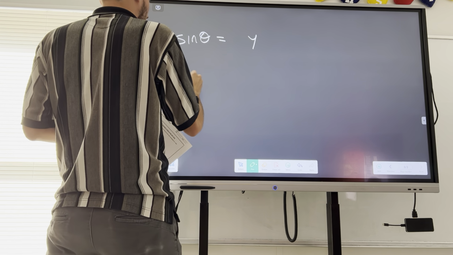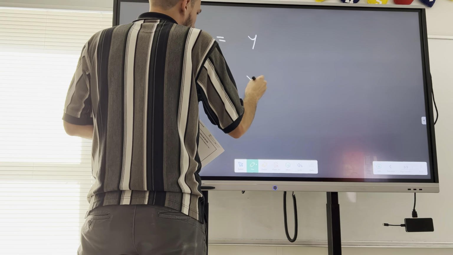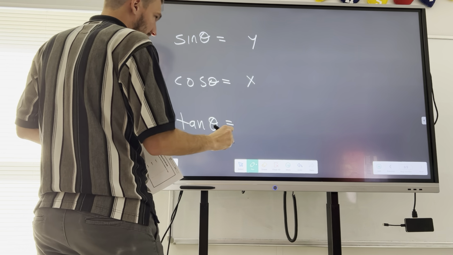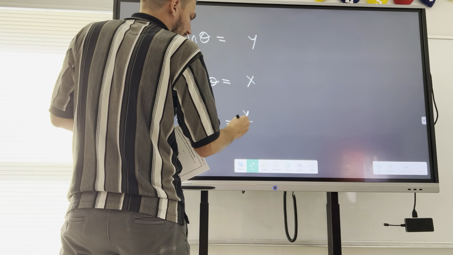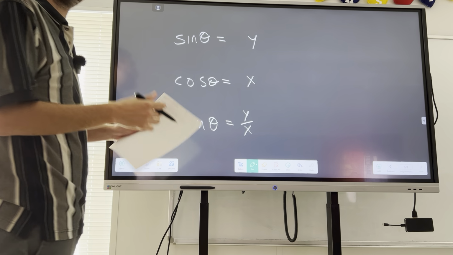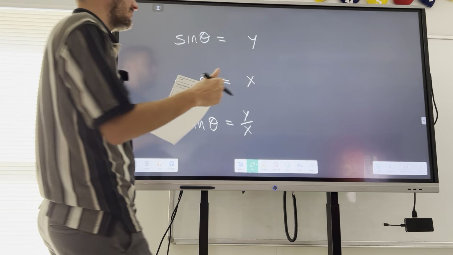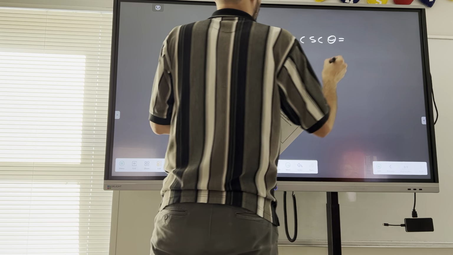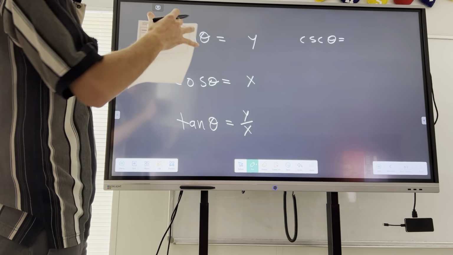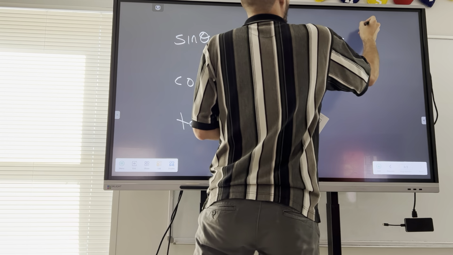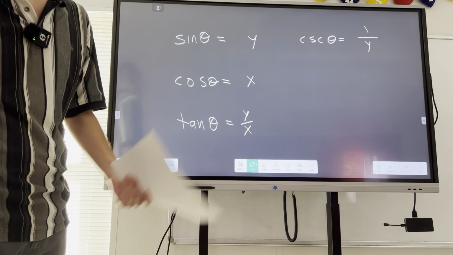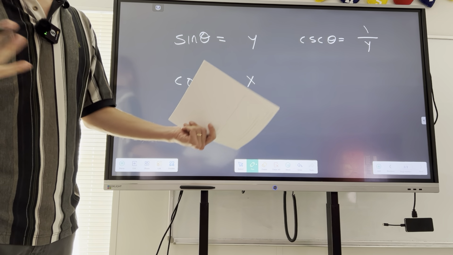Y. And cosine theta, is that x or y? X. And tangent theta, is that x or y? A little bit of both. Y over x. And it's been a while since we learned of our three other buddies. Cosecant matches up with sine, and it is 1 over y. It's just the upside down of sine. Whatever you get, you flip it upside down.